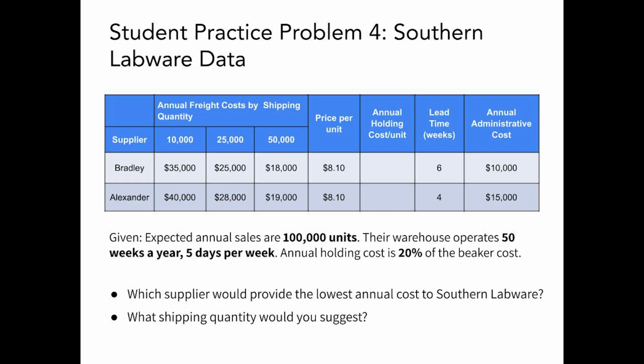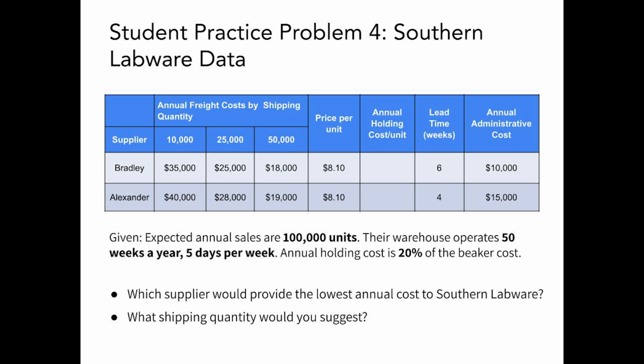Southern Labware is in search of a supplier for 1,000 milliliter beakers, with an annual demand forecast of 100,000 units. Your task is to analyse the combined data for 2 potential suppliers, Bradley Solutions and Alexander Limited, renowned for their high-quality, low-form heavy-duty glass beakers.